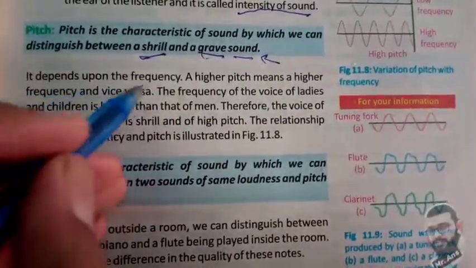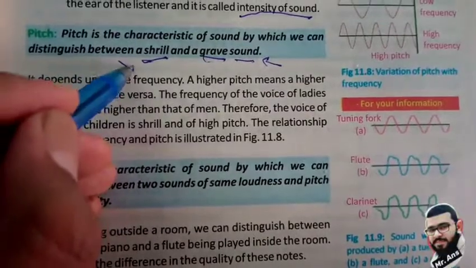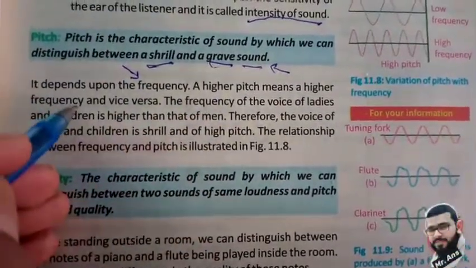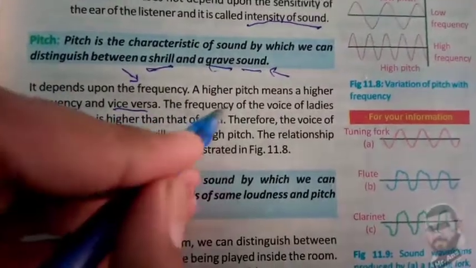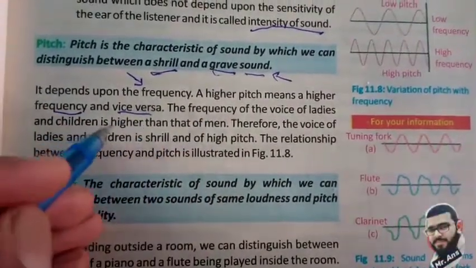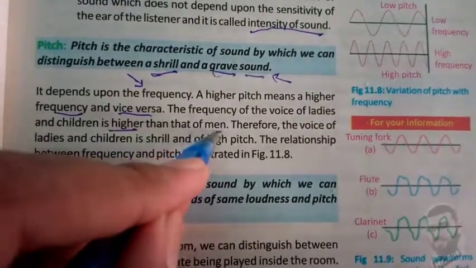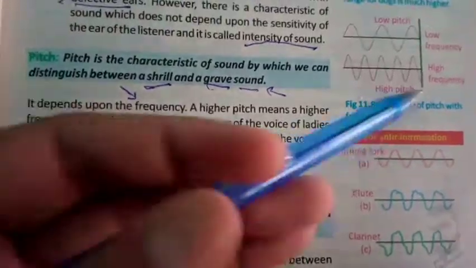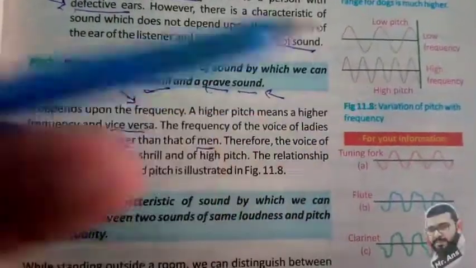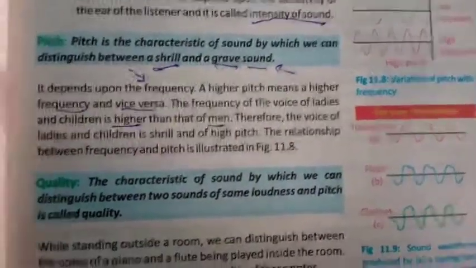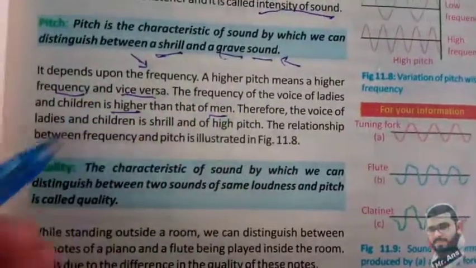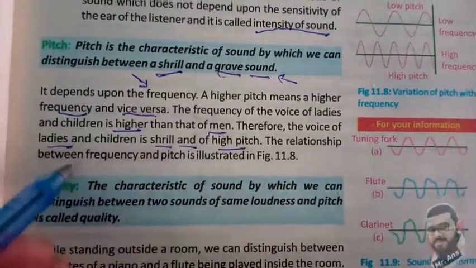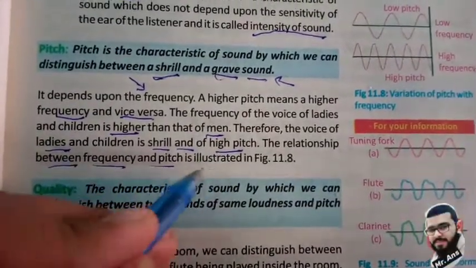It depends upon the frequency. Pitch depends upon the frequency. A higher pitch means a higher frequency and vice versa. The frequency of the voice of ladies and children is higher than that of men. Why higher? Because they have high pitch, which we call a thin voice. Therefore, the voice of ladies and children is shrill and of high pitch. The relationship between frequency and pitch is illustrated.